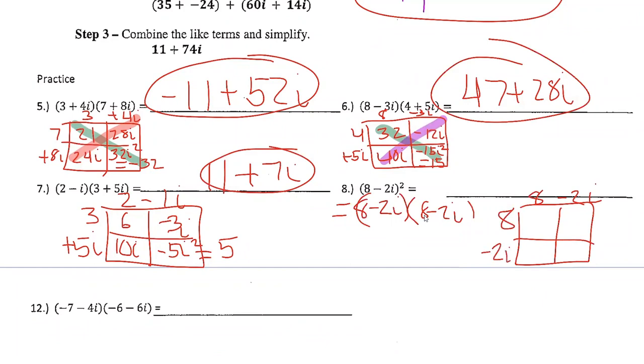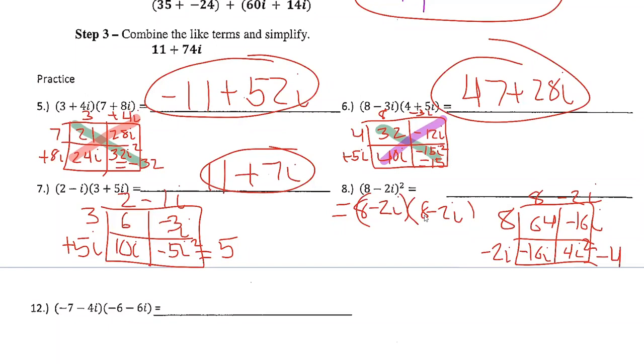So I'll do this one a little bit quickly just so you guys maybe can get started on your Delta Math. But that would be 8 times 8. 8 times negative 2 would be negative 16i. Negative 2 times 8 would also be negative 16i. And then negative 2 times negative 2 is positive 4 times i times i, which is i squared. So you switch your sign and the i goes away.